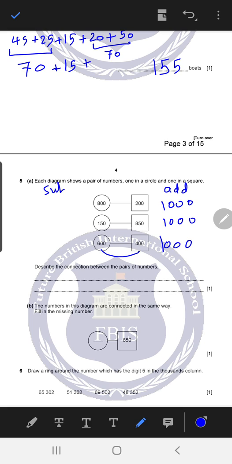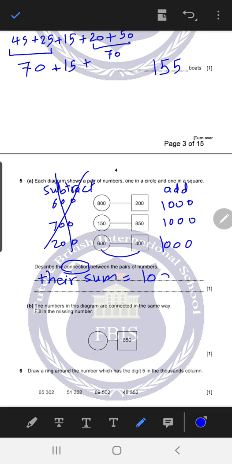If we subtract, it will be 600. This one will be 700, and this one will be 200. So it's not subtraction because we have different answers, but when we add, we get the same answer. So to describe the connection, their sum equals 1000. The numbers in the diagram are connected in the same way, so their sum must be 1000.